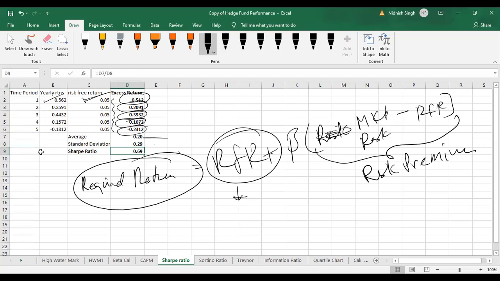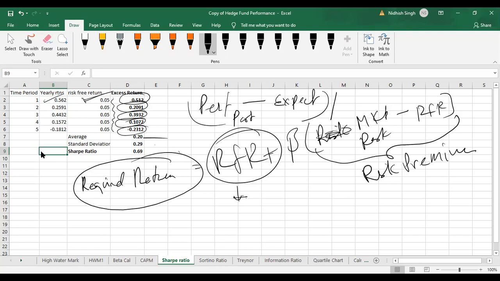Any idea? So Sharpe ratio is saying that for your excess return, or maybe average excess return, that means the performance of the portfolio. Stop me anywhere if I miss anything or if there's any doubt. Performance of the portfolio minus expected return divided by the standard deviation of the portfolio.